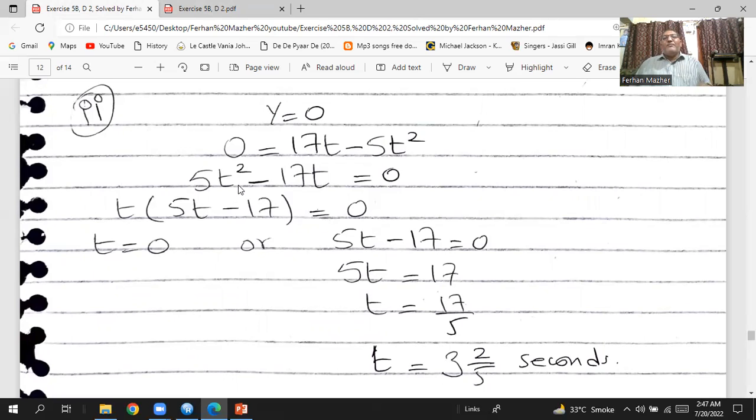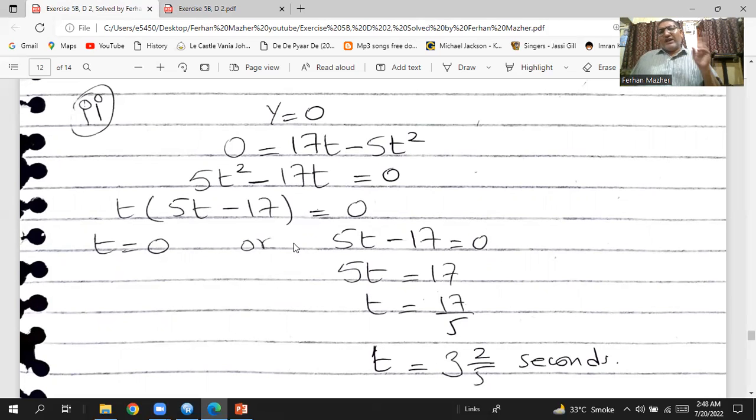So in that formula, make the y equal to 0. So the height is 0, so it will be 0 equals 17t minus 5t square. So it will be 5t square minus 17t equals 0. Take the t common. So in the bracket, you have 5t minus 17 equals 0. So either the t is 0 or this bracket is 0. So t is 0 and 5t minus 17 is equal to 0. So 5t will be equal to 17, and the t will be 17 divided by 5 and it will be 3 whole 2 by 5 seconds.